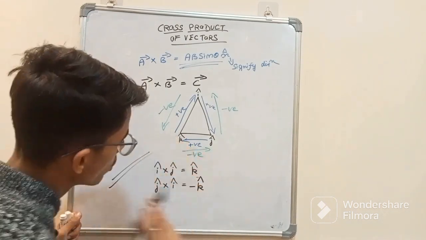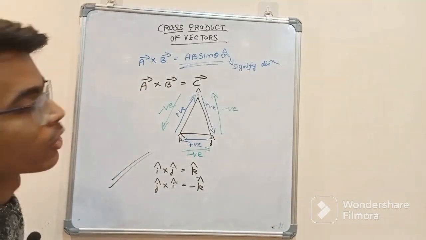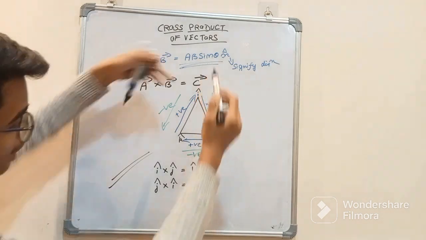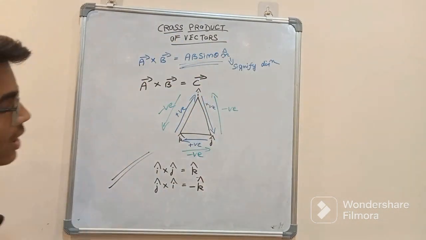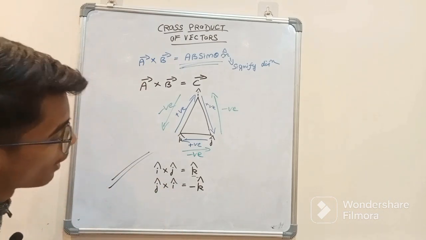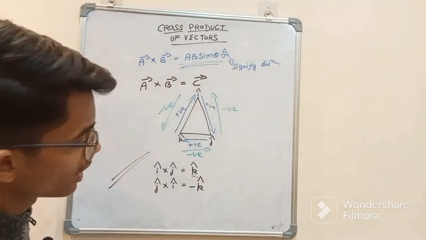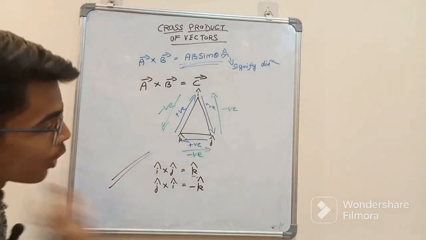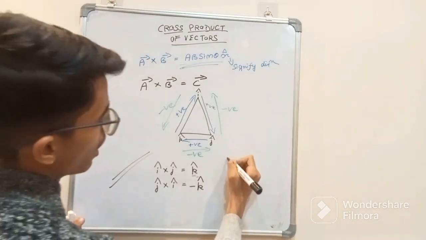This is the most important thing in cross product of vectors. That is, अगर हम इधर से इधर आए, that is from i to j, the third vector, that is the k vector, will be positive. But अगर हम j vector से i vector की तरफ जाएं, that will be minus of k vector. And that dot product में ऐसा कुछ नहीं था.